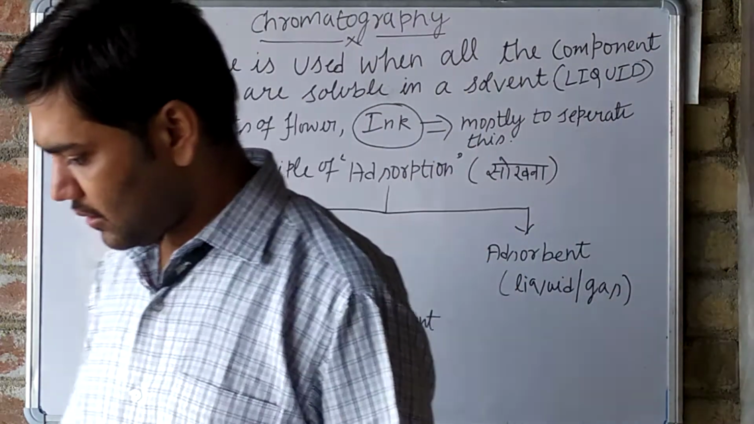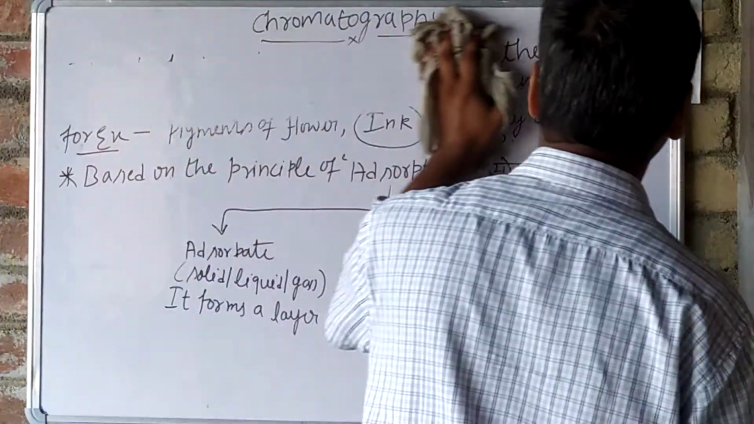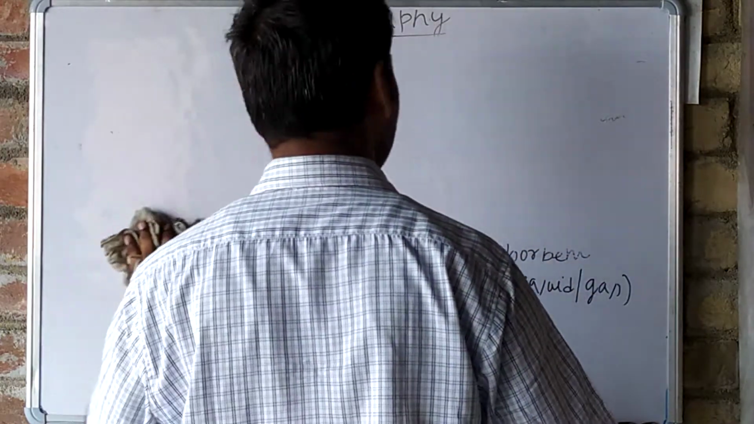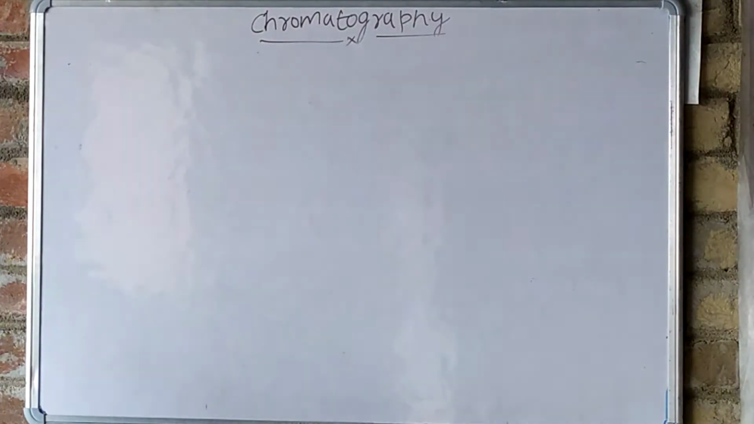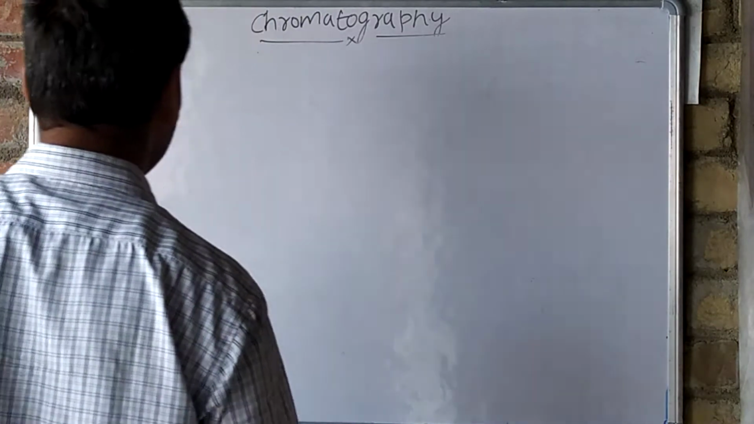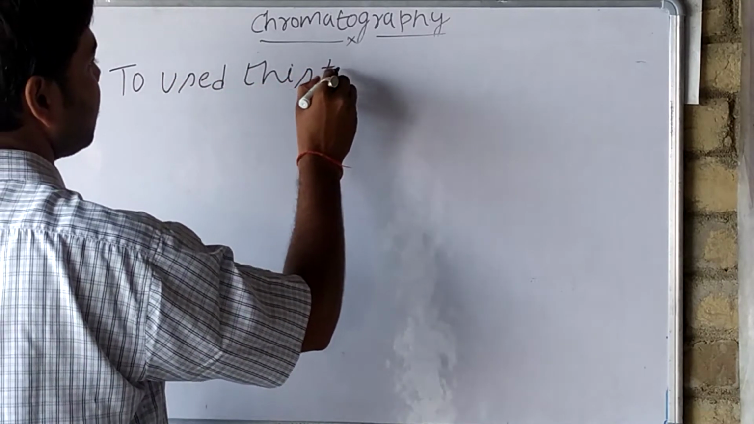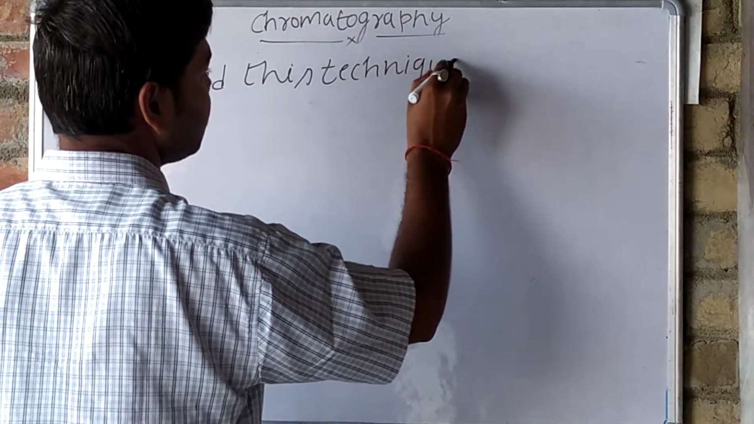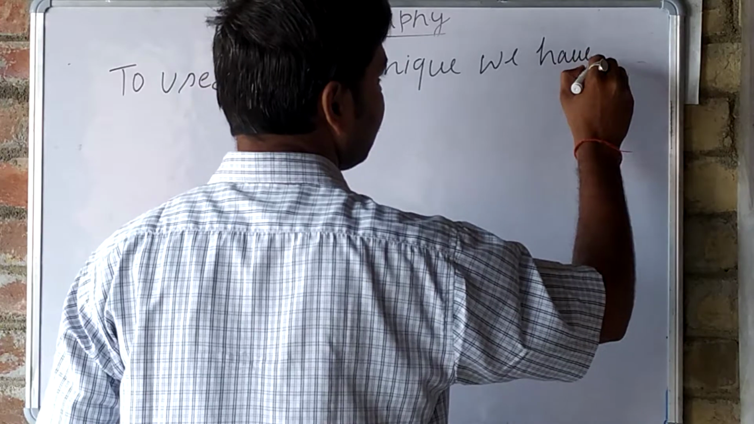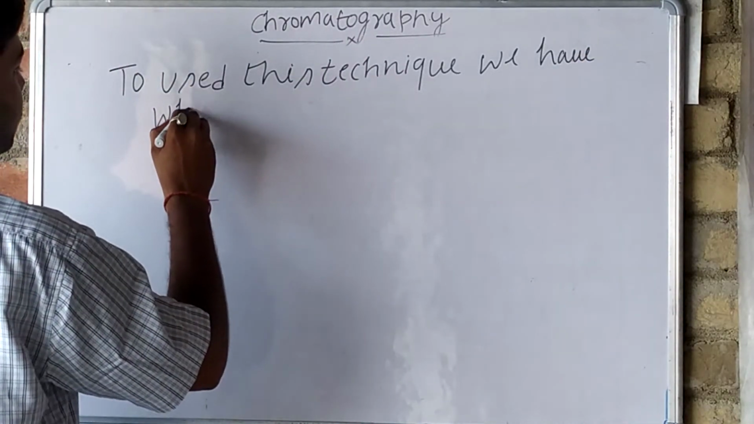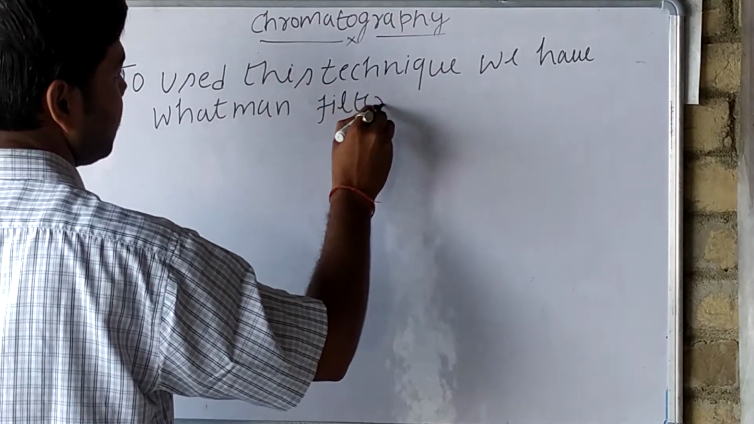Now see how this technique is used. To use this technique we have one paper known as Whatman paper, the Whatman filter paper.